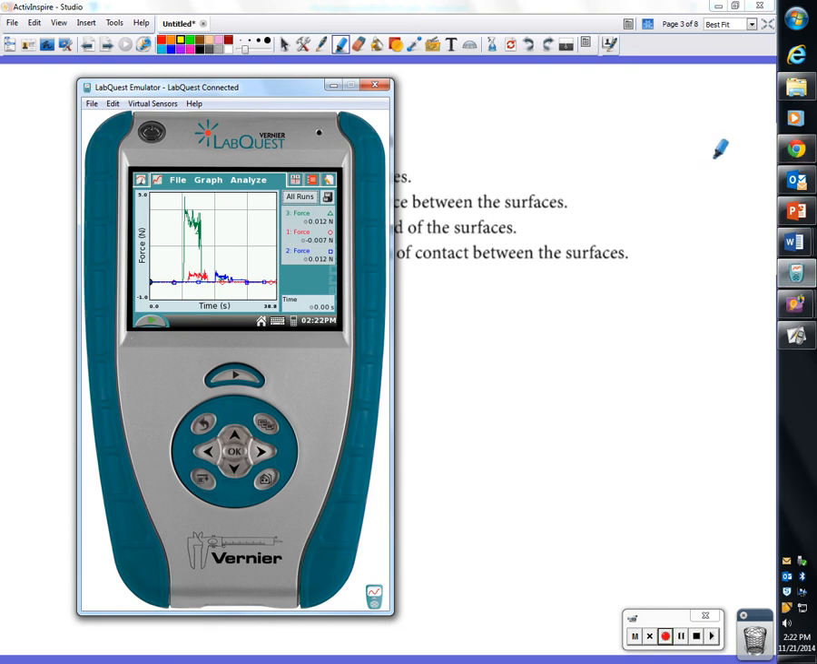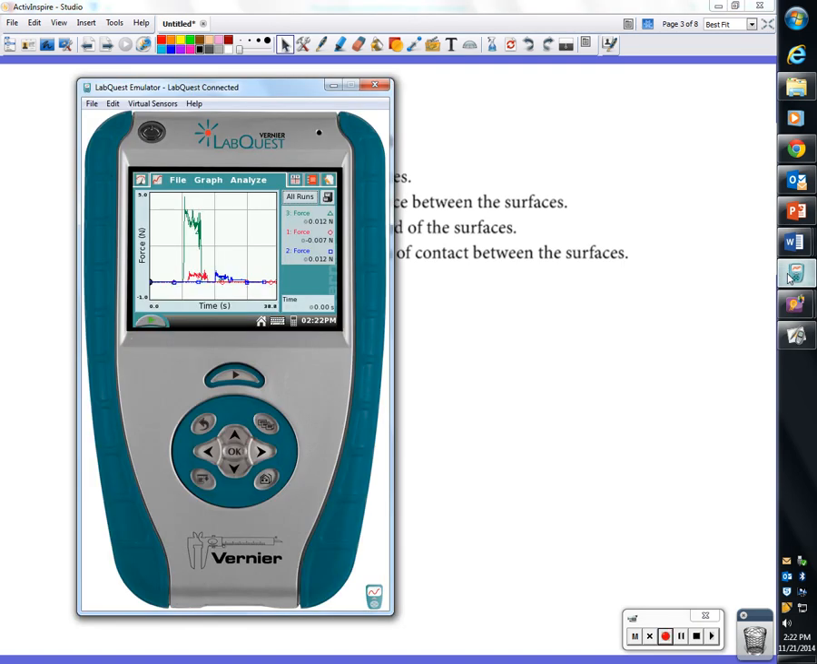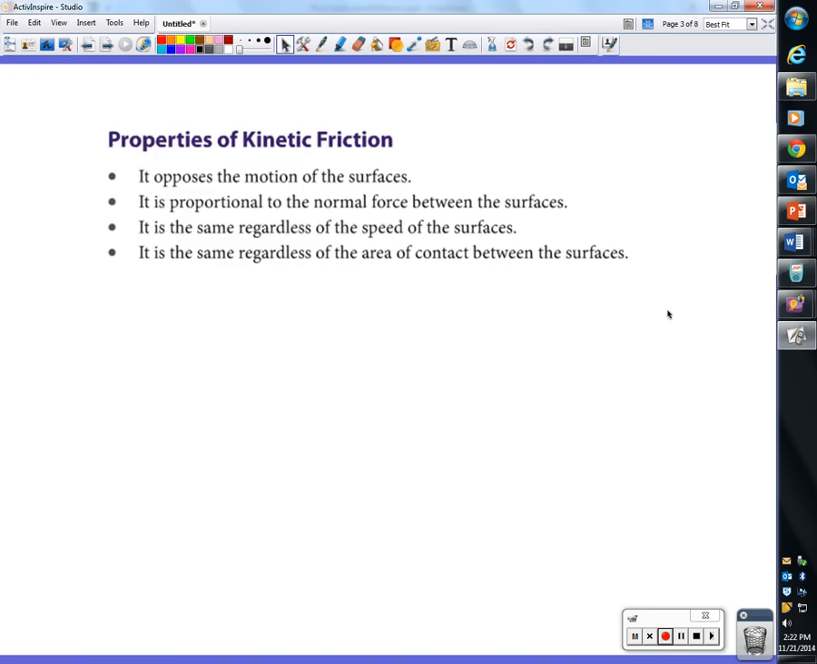But it's the same regardless of the speed of the surfaces. And that, showing us here, red and blue, where red I pulled quickly and blue I pulled slowly, basically came up with the same amount of friction in both cases. Okay? The last demo I can't do just because of the way... Okay, Christian, go ahead, I'm sorry.